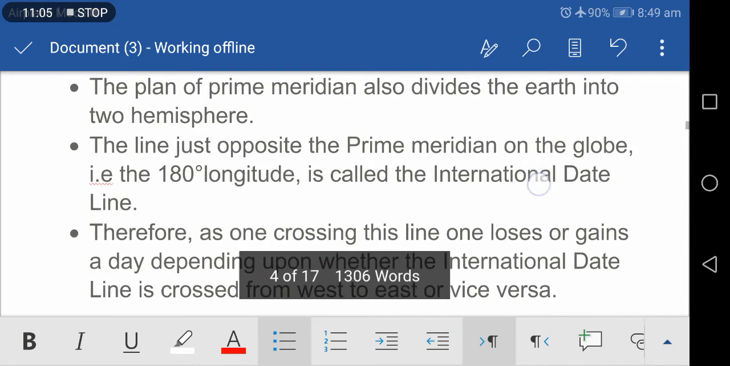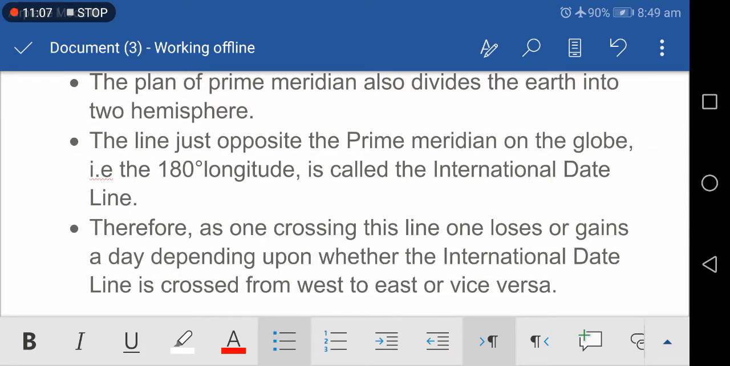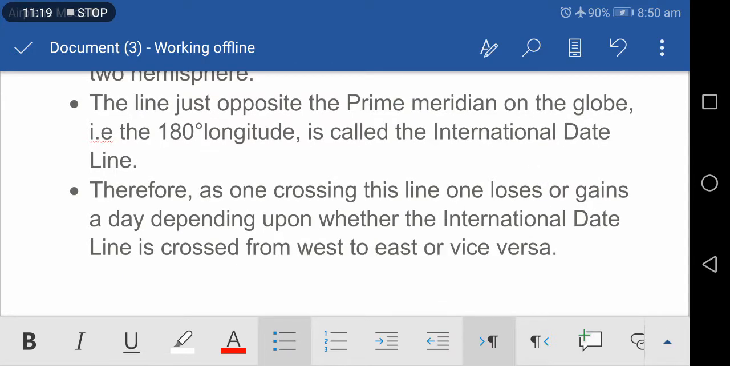The line just opposite the prime meridian on the globe, that is the 180-degree longitude, is called the International Date Line. It passes through the central Pacific, and it is not a straight line as it veers to avoid passing through a major landmass or a single group of islands.